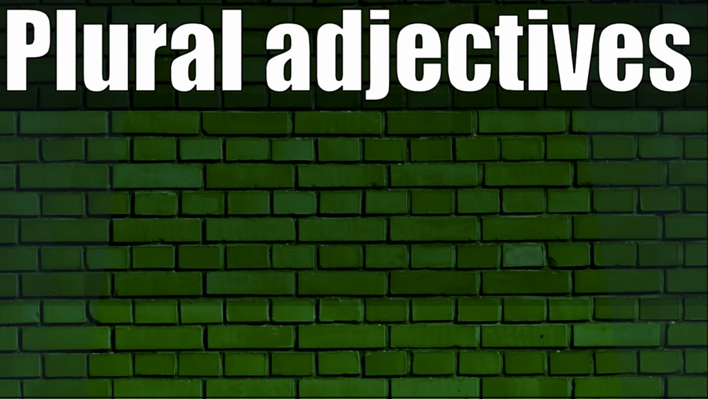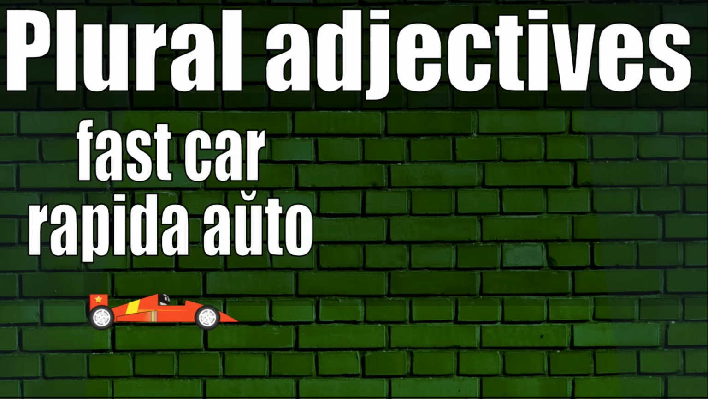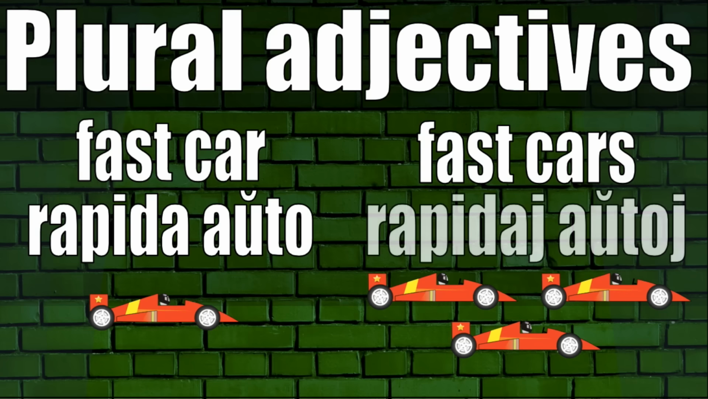As I said before, adjectives can also be made plural. So fast car is rapida auto in Esperanto. But if we want to say fast cars, we have to say rapidaj autoj. Notice that the letter j is on rapida and on auto, because we're talking about multiple cars, and all of these cars are fast, so we say rapidaj autoj.